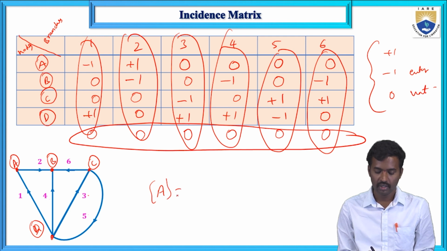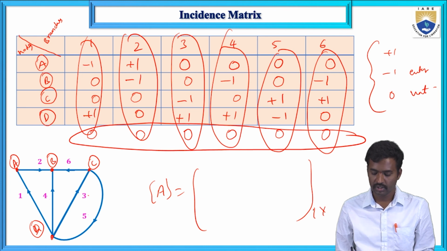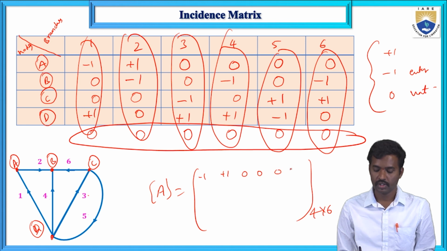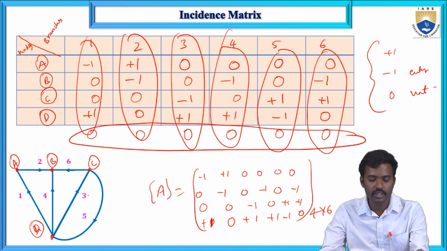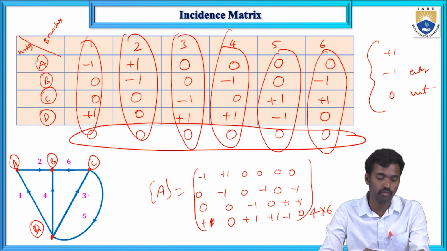Here A and this one. So here, 4 cross 6, that equals -1, +1, 0, 0, 0, 0. And next here 0, -1, 0, -1 and 0, -1. And here 0, 0, -1, 0, +1, +1 and +1, 0, +1, +1, -1, 0. So this is the incident matrix for this particular graph.